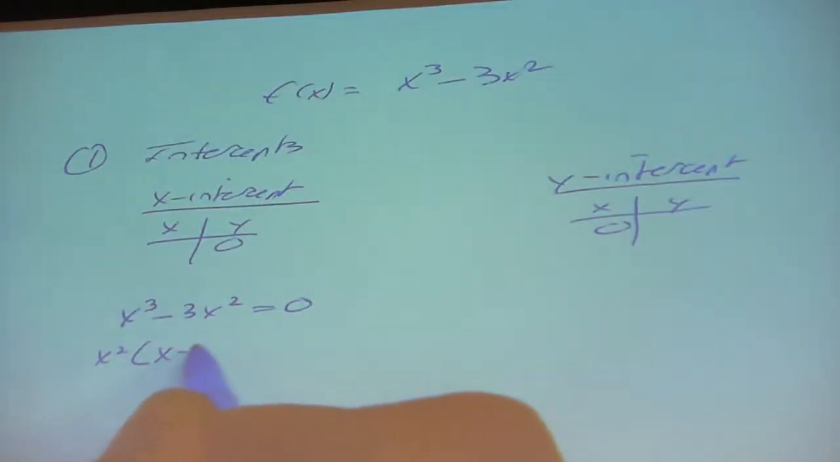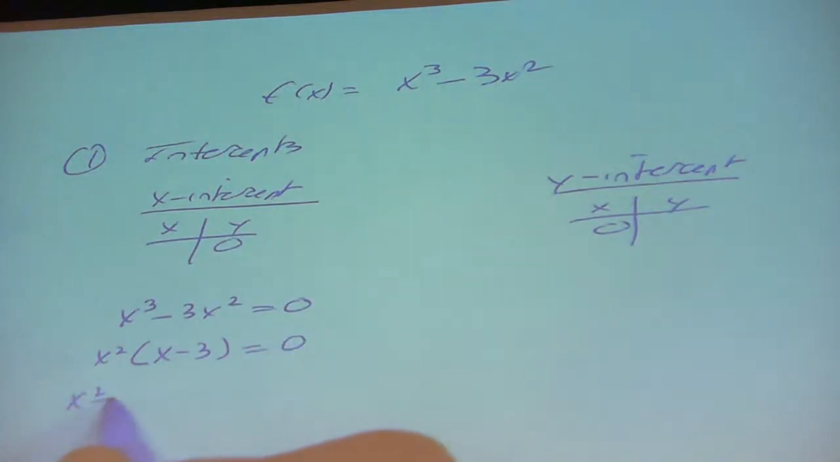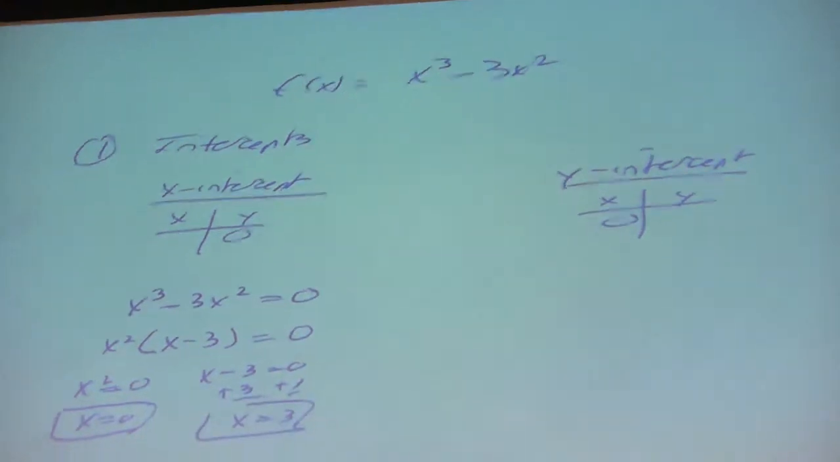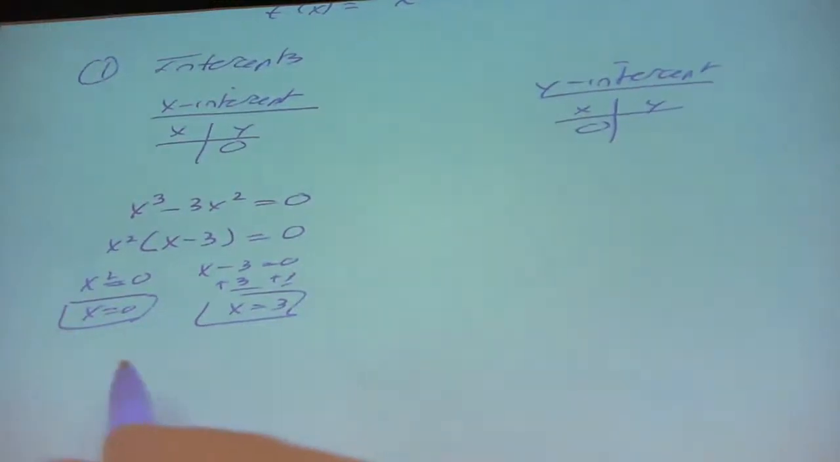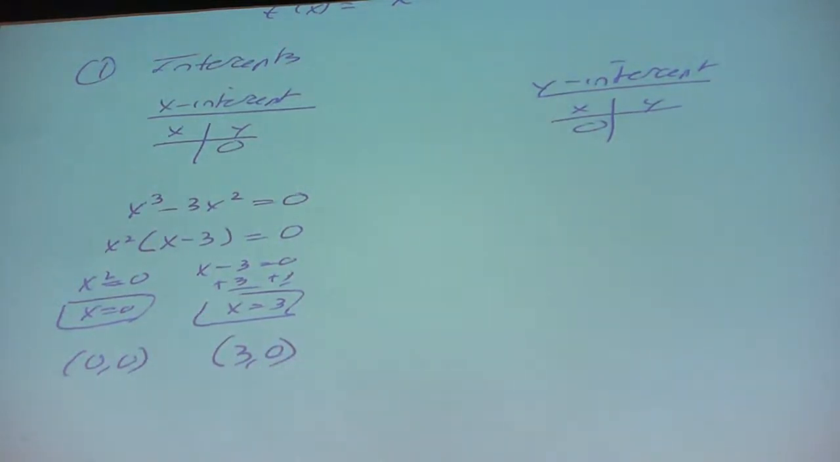Factor out the x squared: x squared times x minus 3. x squared equals 0, so x equals 0. x minus 3 equals 0, we get x equals 3. So we find that we have x-intercepts at 0, 0, and 3, 0. We have two x-intercepts at (0, 0) and (3, 0).